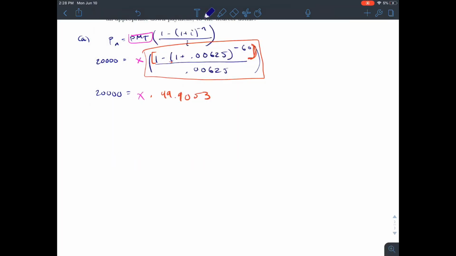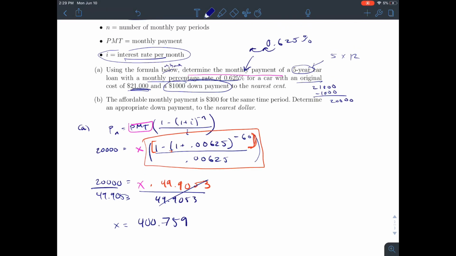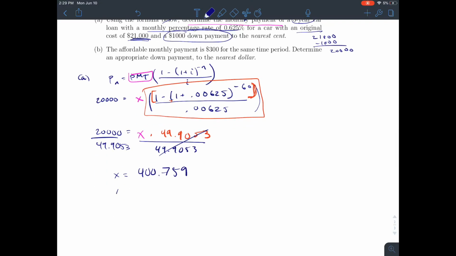Last step to solve for x, well, now we just divide by this number to cancel it out. So that's x is equal to 20,000 divided by 49.9053. So 400.759. Let's see. To determine the monthly payment of a 5-year loan, rounded to the nearest cent. So it looks like it's going to cost us about $400.76 per month.